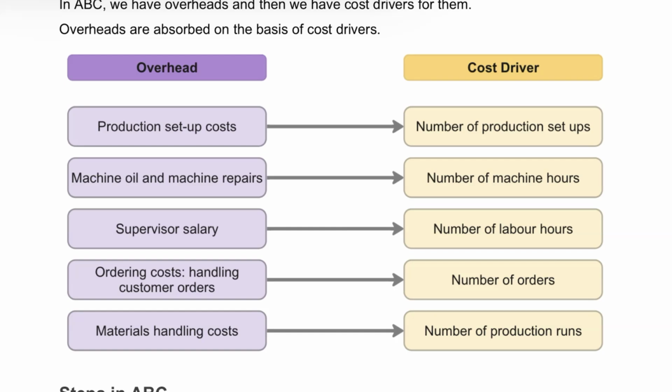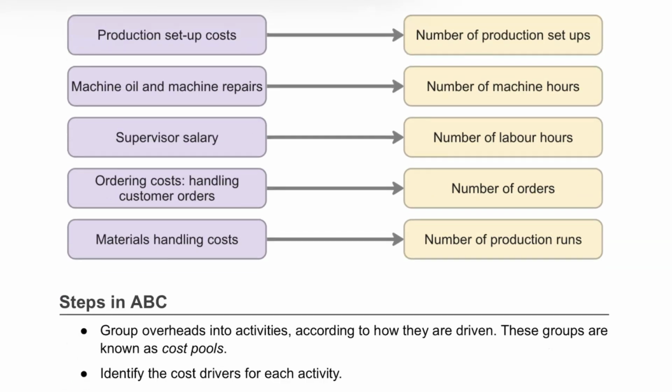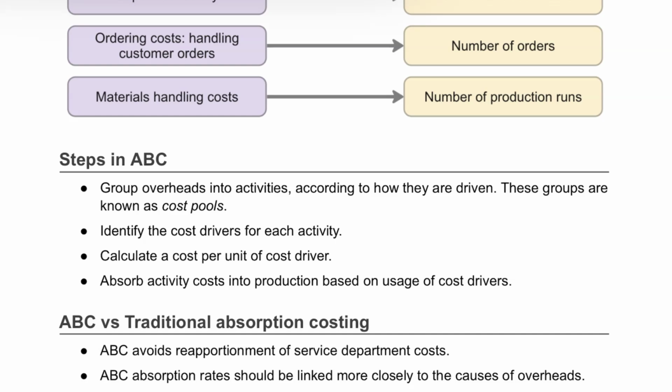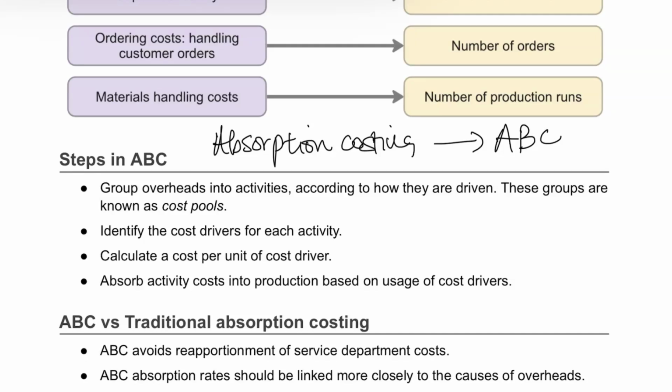Similarly, we look at the overhead, then we identify what really drives the cost for this overhead when we decide on the overhead absorption driver or the rate we're going to use. So therefore, it's not entirely different. The concept of activity-based costing is a further step forward from absorption costing. So if we have absorption costing, activity-based costing or ABC is a step further.